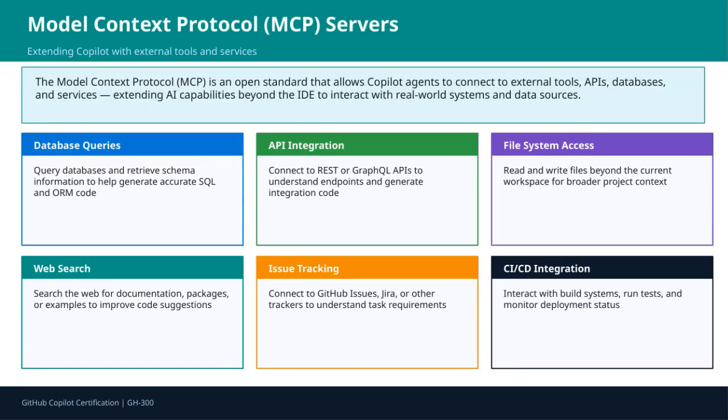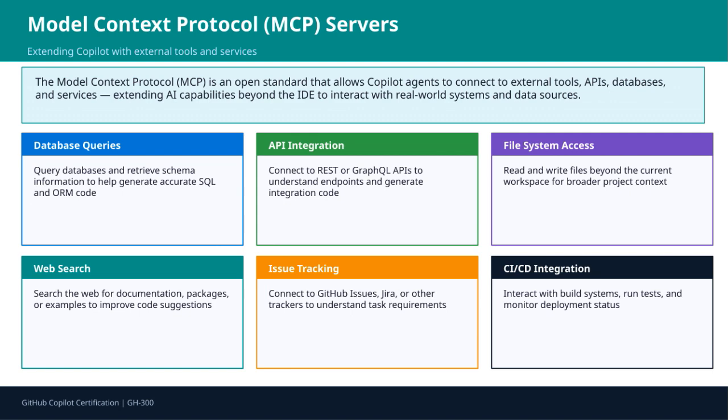The Model Context Protocol, or MCP, servers play a crucial role in extending GitHub Copilot's capabilities beyond the code editor. Essentially, MCP is an open standard that enables Copilot to connect with a variety of external tools, APIs, databases, and services. This connection allows Copilot to interact with real-world systems and access live data, making its suggestions contextually richer and more relevant. For example, through database queries, MCP helps Copilot retrieve schema information, which enables it to generate accurate SQL and ORM code tailored to your specific database structure.